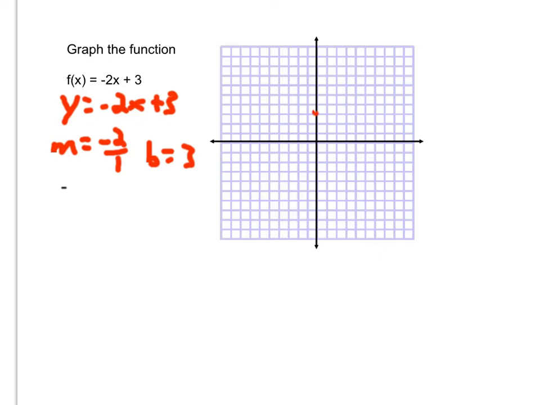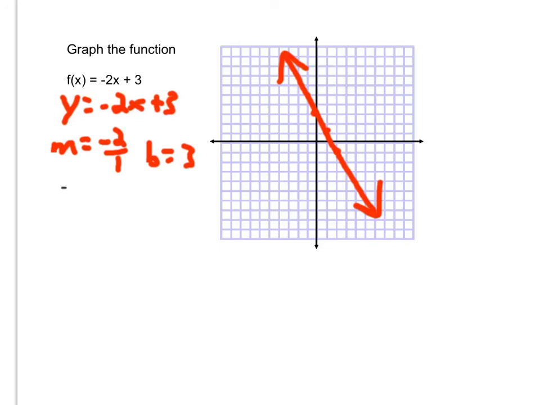So now we're going to graph these. Starting at 3, I'm going to go down 2 and over 1. Down 2 and over 1. And we'll make our graph of our function here. So again, graphing functions, really easy. We're just going to take the f of x and replace it with y for graphing purposes. And then write it in slope-intercept form, if it's not already, and then go ahead and graph it.